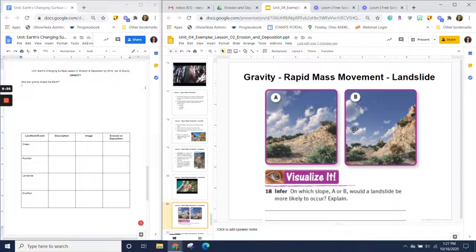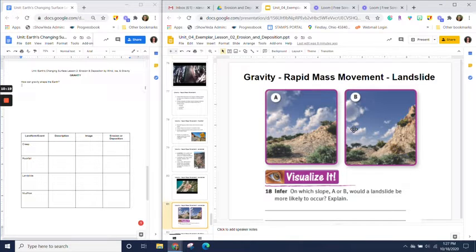So in this image you have two slopes, slope A and slope B. Based upon what you know about landslides, on which slope would a landslide more likely occur? Slope A or slope B? And why?